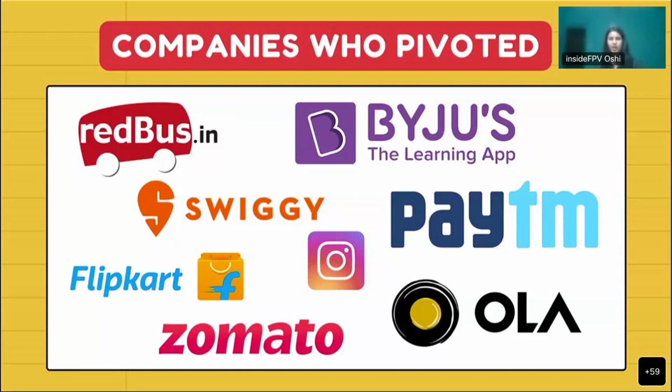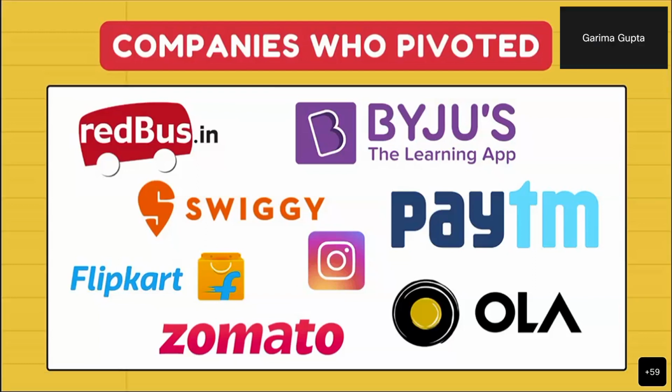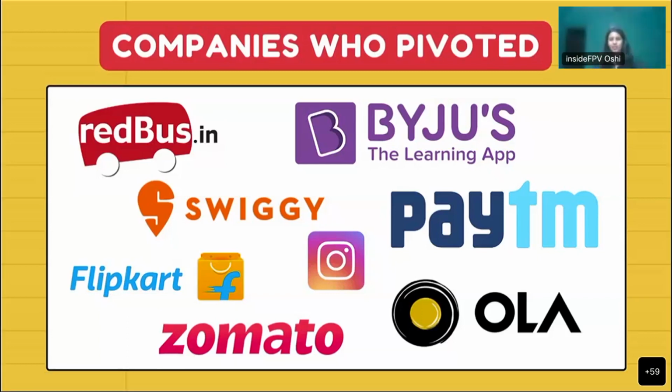Now, did you all know Instagram was once a location-based social network where users used to check in at various locations? They used to tell that I am at this location and used to network with people and gain points. But now you all know what Instagram is for, right? Red Bus was once only an online bus ticket platform. But now Red Bus has its own buses for transportation and is also providing accommodation facilities, right?